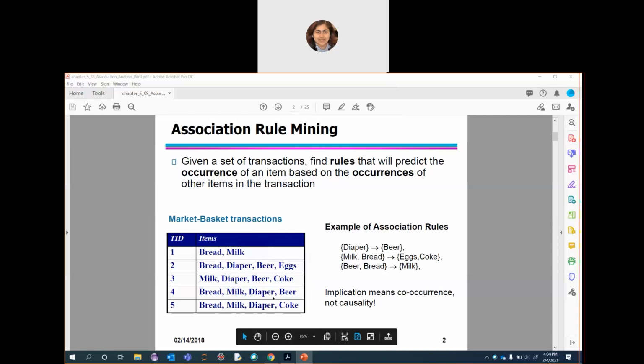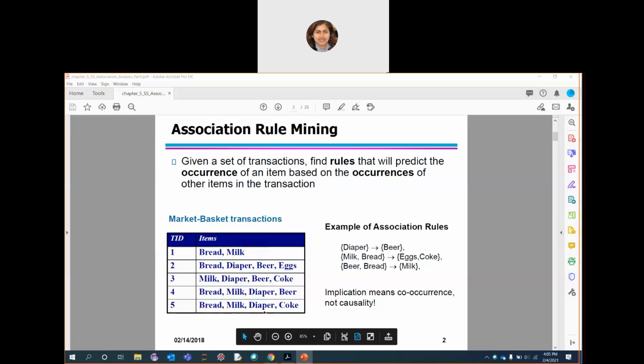If you have a transaction set like this in a table format, this type of transaction is also called a market basket transaction. Some of the association rules are in this way. First, let me give you a brief overview. This table is an example of data commonly known as market basket transactions. Each row corresponds to a transaction, which contains a unique identifier, like TID, transaction ID, and the set of items bought by a given customer.